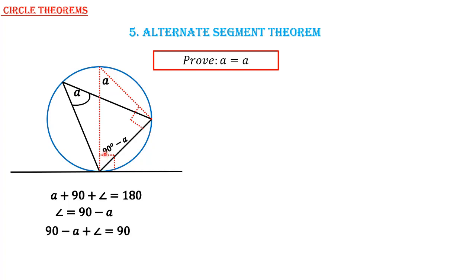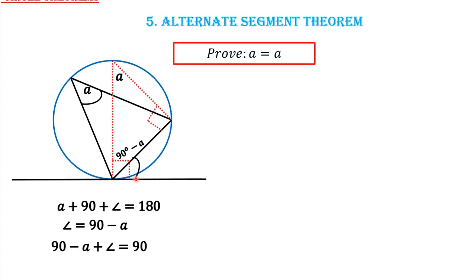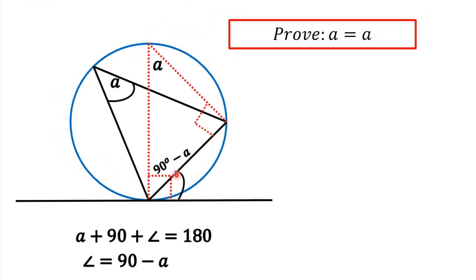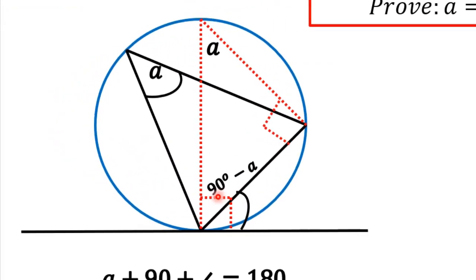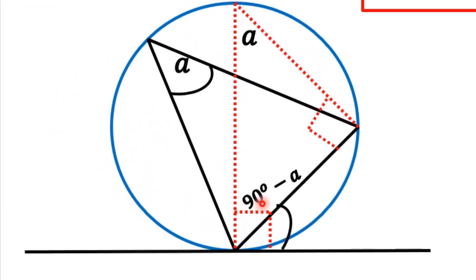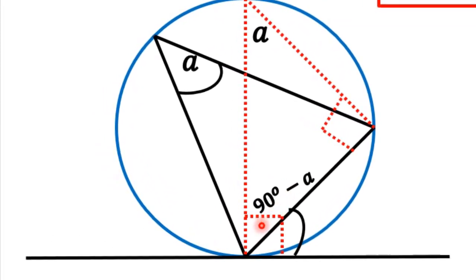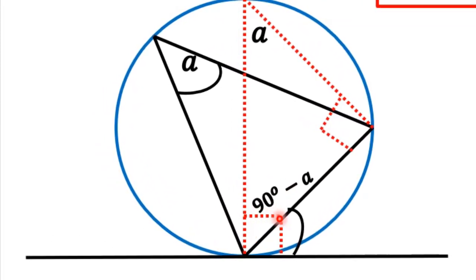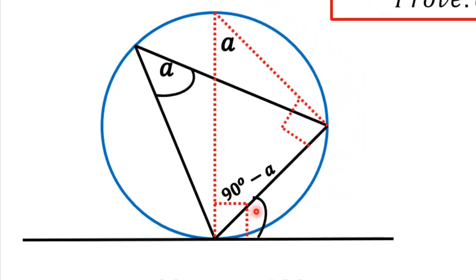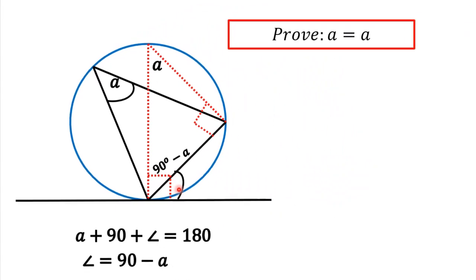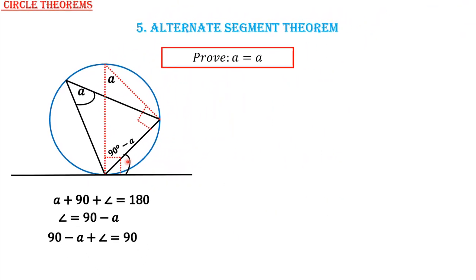Then from this angle to the circumference that touches the tangent here, what is this angle? This angle is 90 degrees, and from here, we said that it equals 90 degrees. This angle alone here is 90 degrees minus A. And we know that the angle with the tangent here is 90 degrees. So we are looking for the angle here, right?